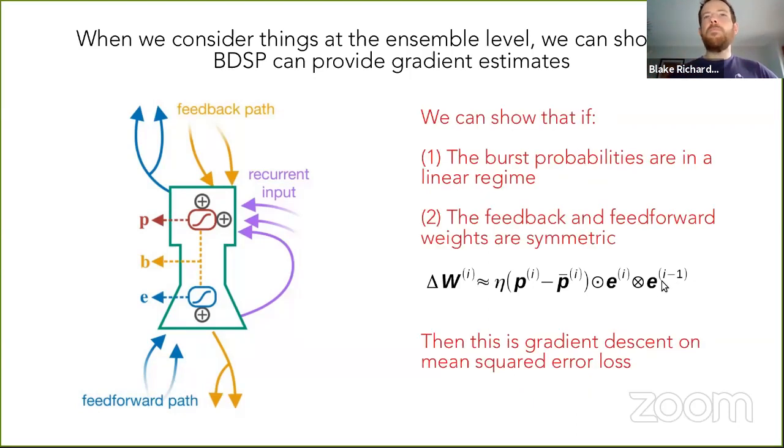What we can show is that if the burst probabilities are maintained in a linear regime of the feedback inputs, and the feedback and feedforward synaptic weights are kept symmetric, then this rule is in fact equivalent to gradient descent on a mean squared error loss, where the error is taken at whatever the highest layer of pyramidal ensembles is.